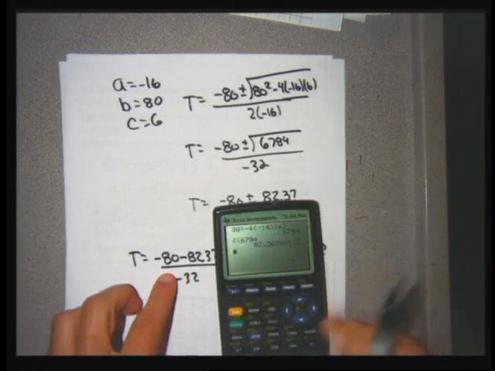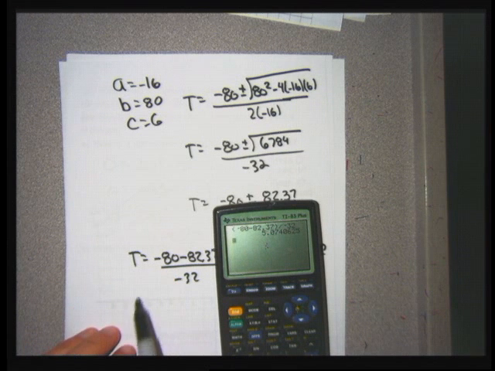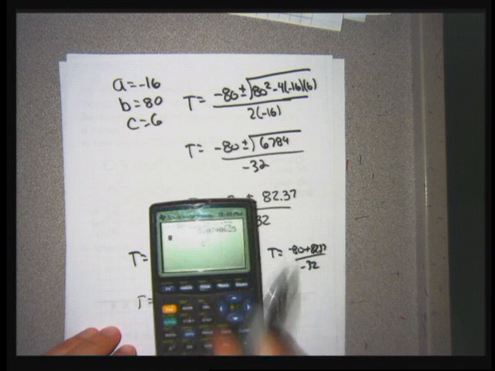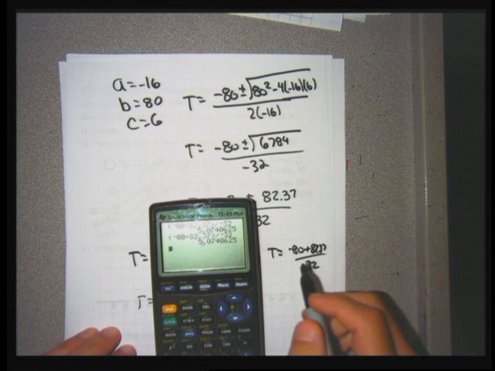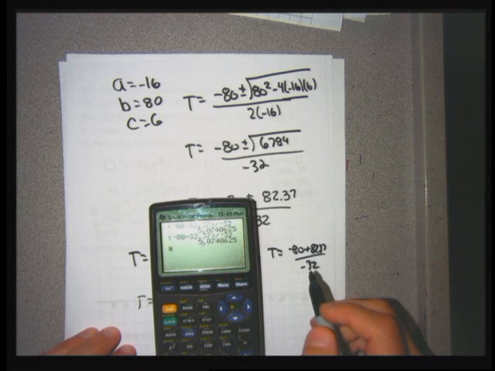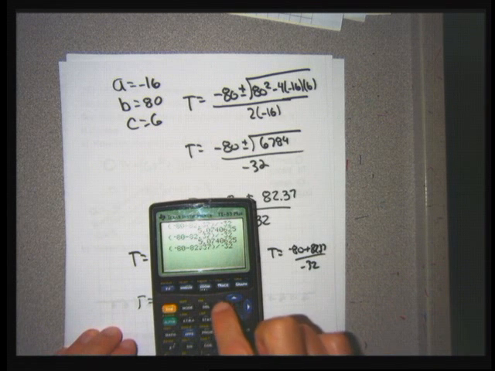So for the first one, I'm going parentheses negative 80 minus 82.37, divided by negative 32, and getting 5.07 seconds. That seems reasonable. And then for the other one, I'm going negative 80 minus 82.37 divided by negative 32. Oh, I needed a plus there. Second enter, change the minus to a plus.